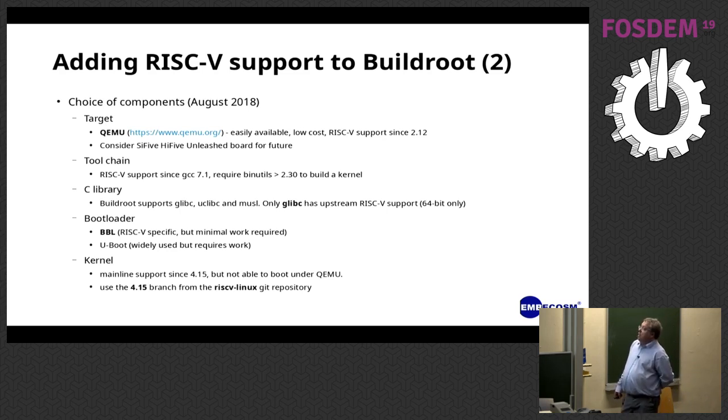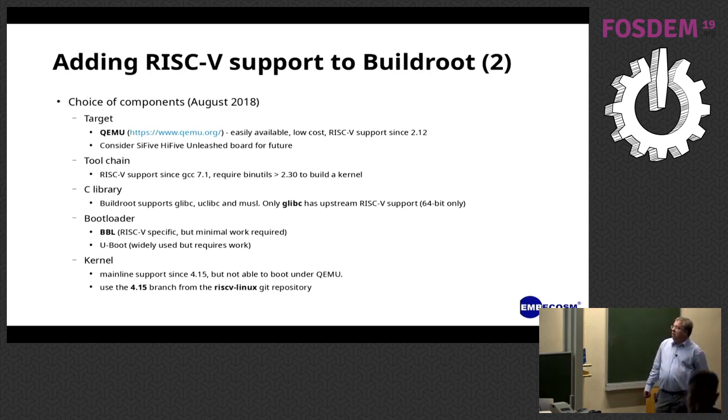Toolchains. The toolchain was good to go. GCC has had RISC-V support since GCC 7.1, and I did find that I needed binutils greater than 2.30 to be able to build a bootable kernel. C library. Buildroot is designed to offer you some flexibility for your choice of C library so that you can use lighter weight C libraries such as uClibc or musl. But at the time, only glibc had upstream RISC-V support, and that's for 64-bit only.